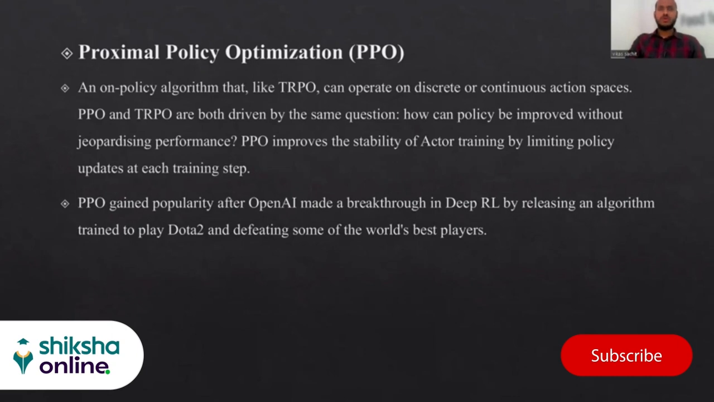So this type of learning is known as proximal policy optimization, that's nothing but PPO. PPO improves the stability of actor training by limiting the policy updates at each training step. So it will have limited training steps at each step, so that our policy optimization increases in the positive direction, not the other way.